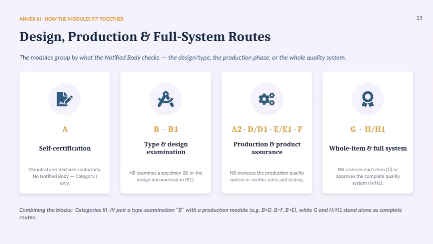Finally, Modules G and H, or H1 address the whole item and full system respectively. Module G involves the assessment of each individual item, while Modules H and H1 concern the approval of the complete quality system in place.